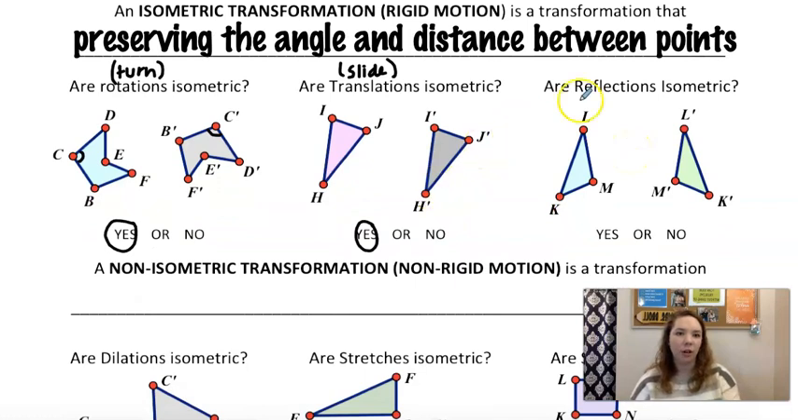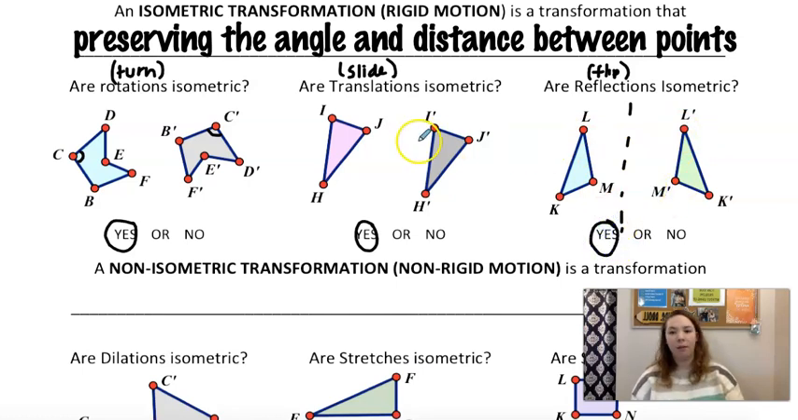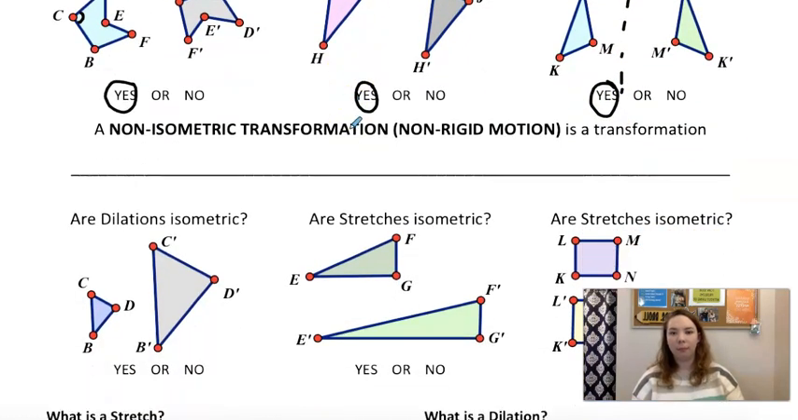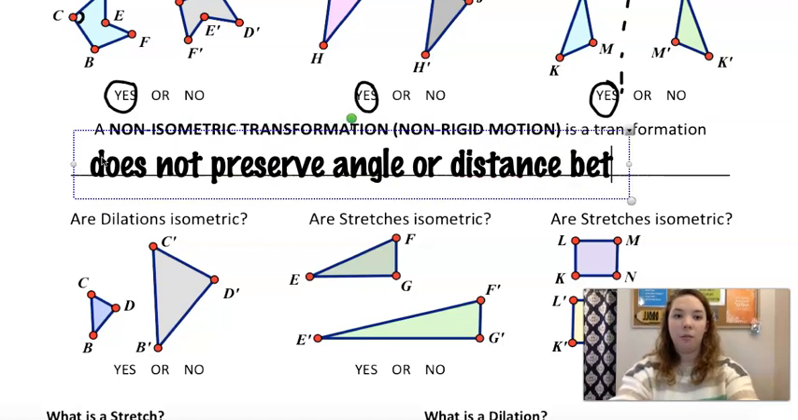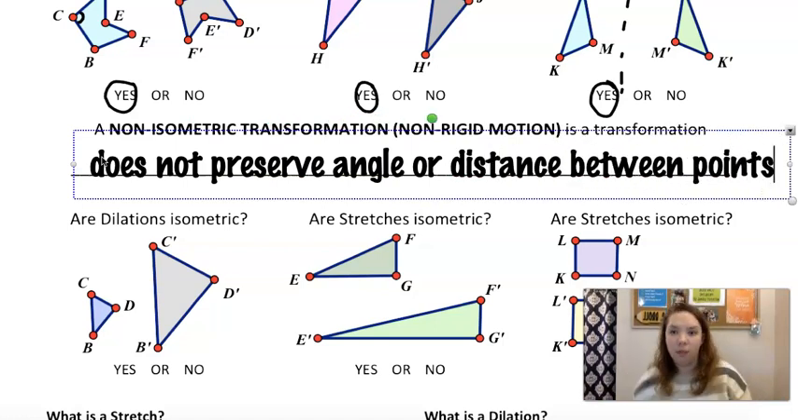And reflections are a flip. So if I take something and I flip it over a line, the angle's still the same, the side length is still the same, so that's isometric. A non-isometric transformation is exactly what it sounds like. It's the opposite. So does not preserve angle or distance between points.